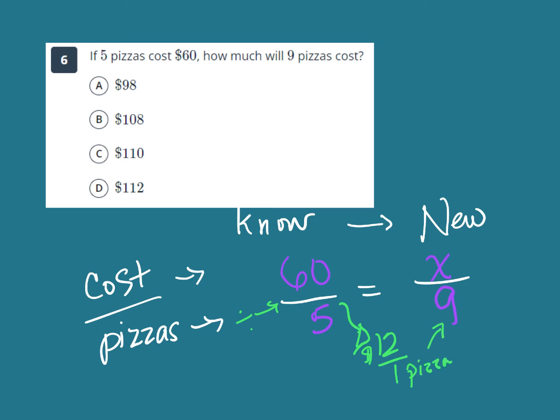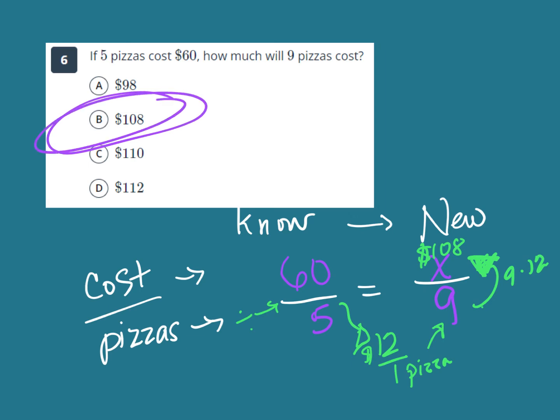So I can go right up here and multiply 9 times 12 to get my x, right? 9 times 12. I need a calculator. No, we don't. We know that 9 times 10 is 90. 9 times 2 is 18. That means that my x is going to be 108. And look at that. That is my choice B.